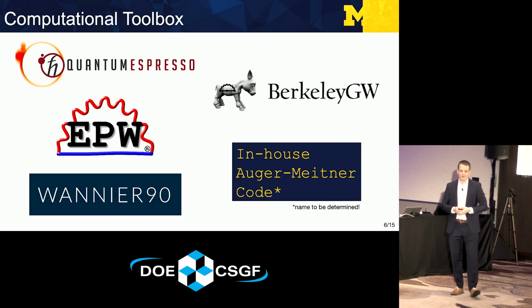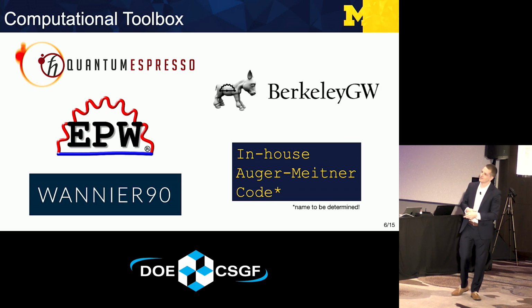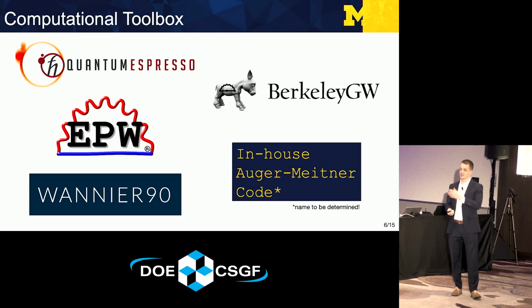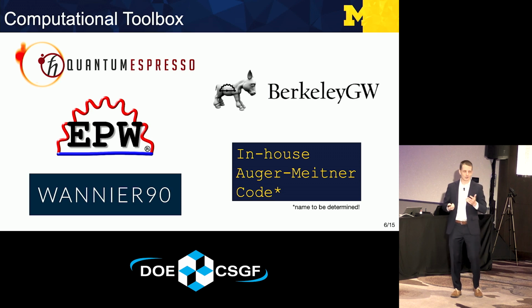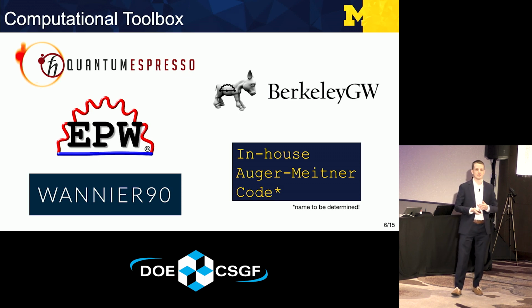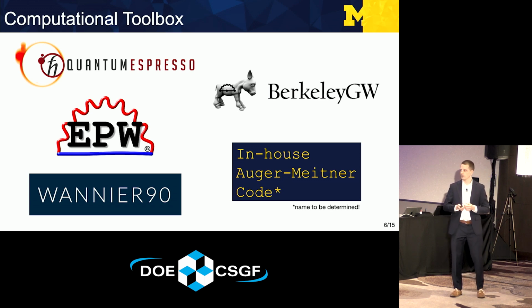So I would be remiss if I don't mention the computational toolbox that makes all of this work possible. A lot of these codes, actually all of these codes that I'm mentioning here are open source with the exception of this in-house Auger-Meitner code. This is something that I've been working on throughout my PhD and hope to release open source. But I do also want to point out that two of these codes, EPW and BerkeleyGW, are both large codes that are sponsored by the DOE. So this is really a great resource for the entire material science community, and hopefully we see that support continuing into the future.